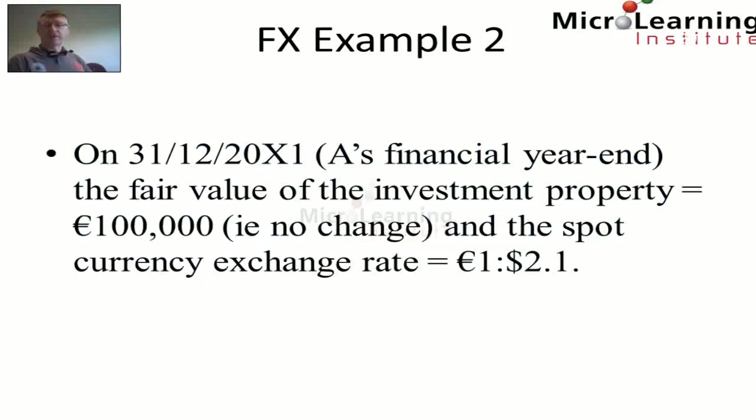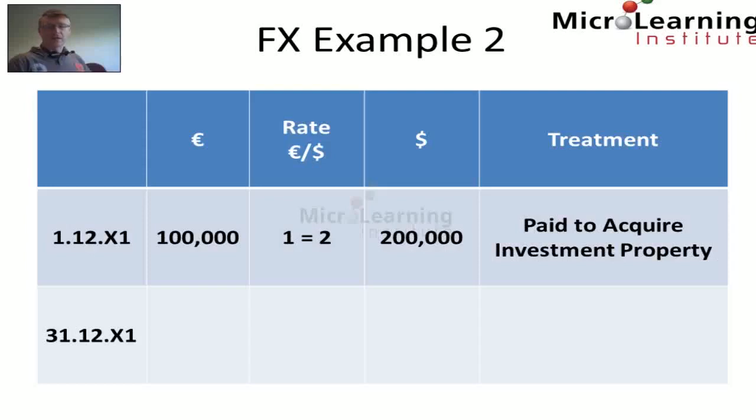Next, we're told that on the 31st of December x1, which is the financial year end for A, the fair value of the investment property is €100,000, i.e. it hasn't changed, and the spot currency exchange rate is now €1 to $2.1. So again, at the 31st of December, the property is still worth the same in euro. However, due to a foreign exchange movement, the property is now worth $210,000. So the property has gone up in value from $200,000 to $210,000 in the dollar-denominated books of A.